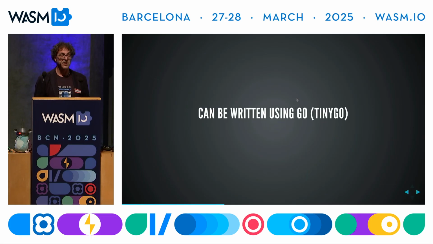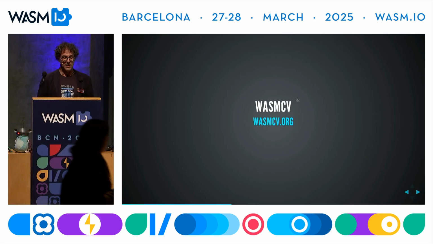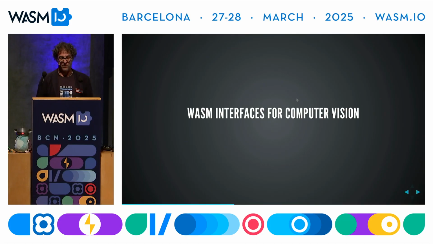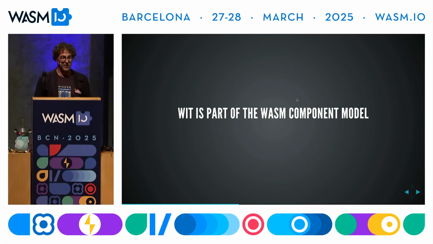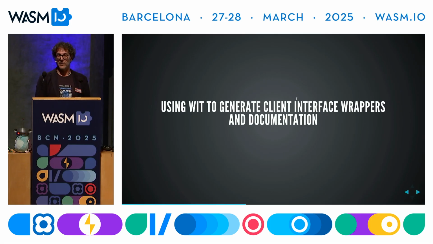So wasmVision processors can be written using Go, with TinyGo, can be written using Rust, or they can be written using the C programming language. And this is all because of wasmCV. So wasmCV is a set of WASM interfaces for computer vision that is defined using WIT. And we saw a couple of great talks yesterday about using WIT for generating client stuff. WIT is part of the WASM component model. However, wasmVision is not using the WASM component model at this time. It's just using WIT to generate client interface wrappers and documentation. So this is a very important point. You can use WIT without needing to use the component model.